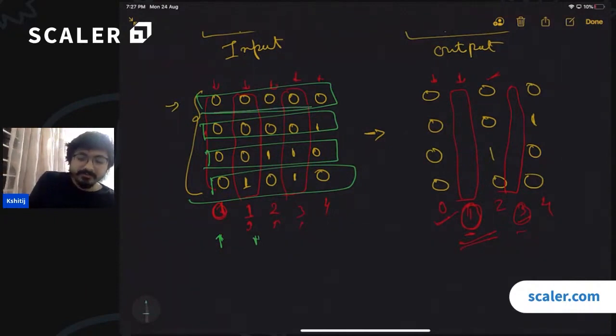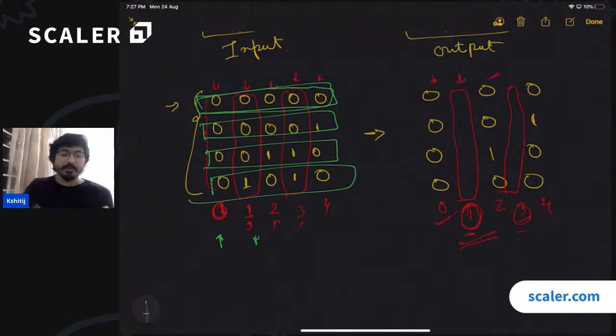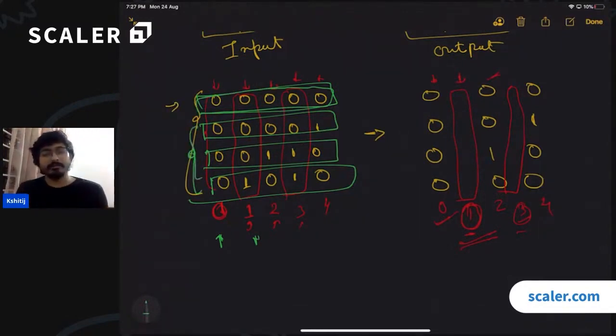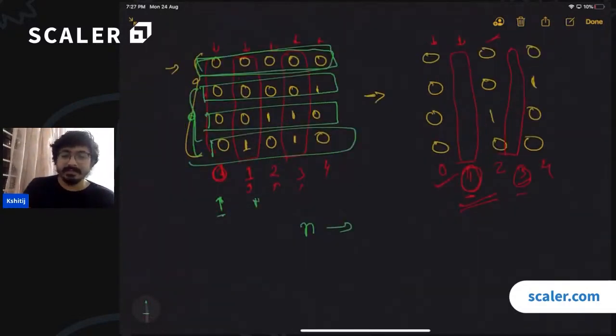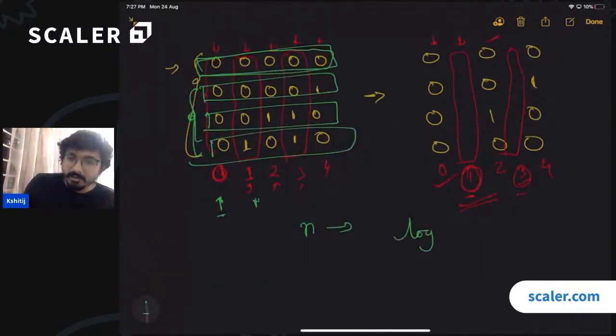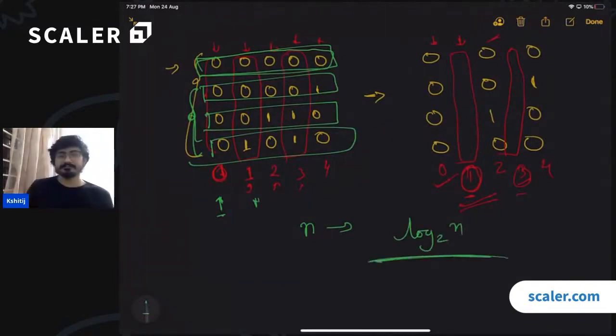So the length of the query is equal to the number of slaves, but the number of queries that we are making is equal to the number of bits which are required to represent these numbers in binary, right? How many bits do we require to represent a number n in binary? Exactly log base 2 n bits.